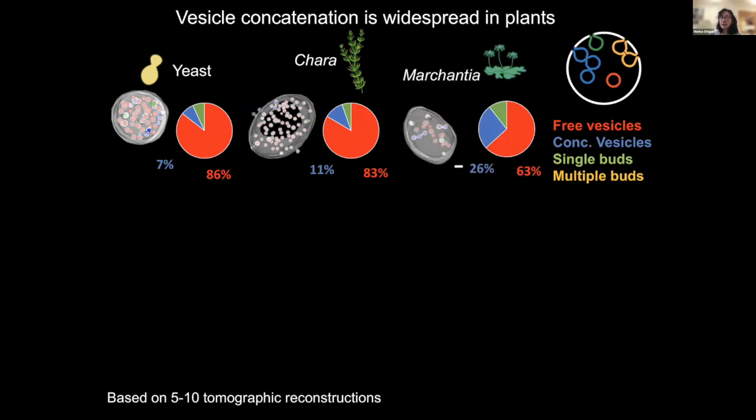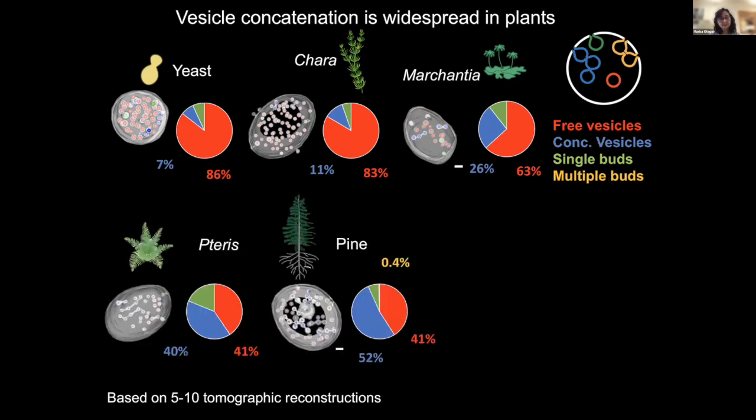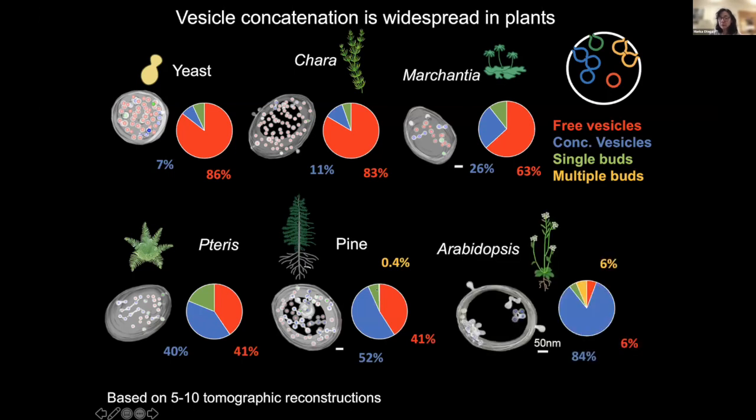Now, when we get into land plants, Marchantia, we see a change. Now 26% of those vesicles are concatenated, although we don't see multiple budding sites. For ferns and conifers, we see an increase in the proportion of concatenated vesicles: 40% for ferns, 52% for pine. And now in pine, we see the first few examples of multiple budding sites, in a very low proportion.